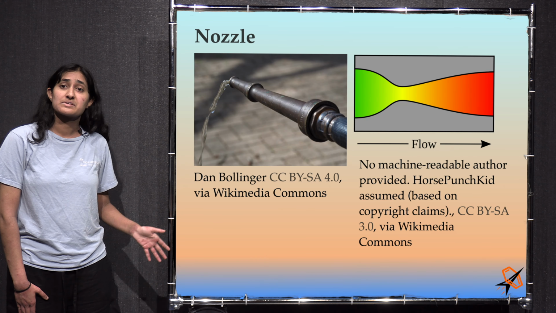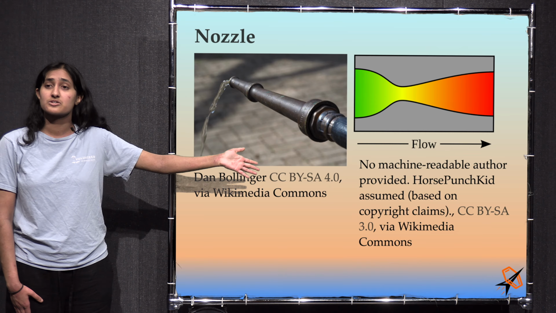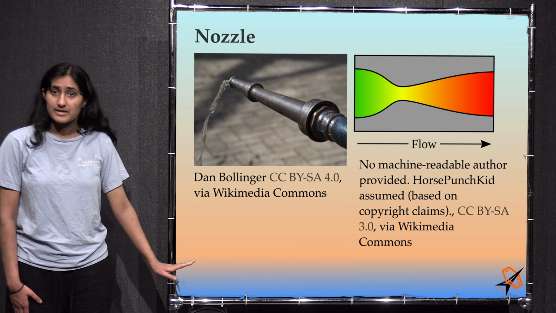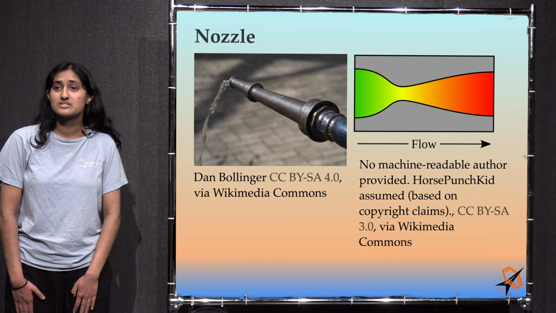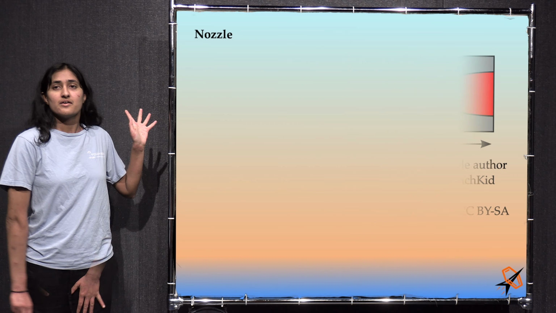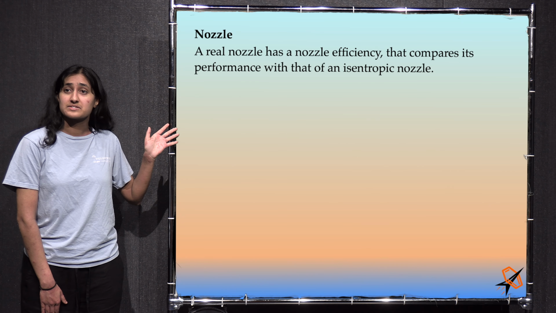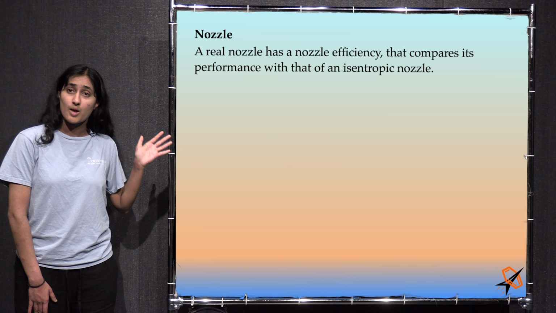You can use thermodynamics to explain the reason for a converging diverging nozzle when you have a compressible fluid, such as a gas. But we're not going to derive that here. Wikipedia has a fairly complete description of a de Laval nozzle. For the nozzle, we're going to define a nozzle efficiency, similar to the efficiencies we define for other devices, that compares its performance with that of an isentropic nozzle.